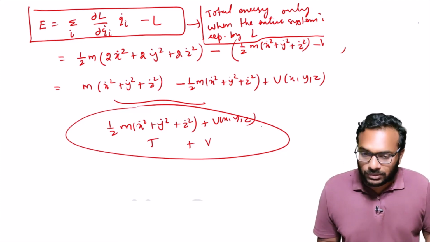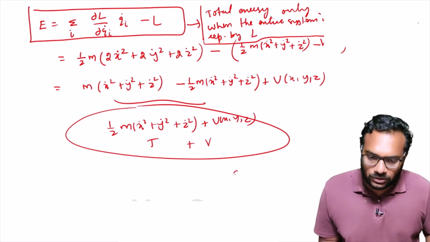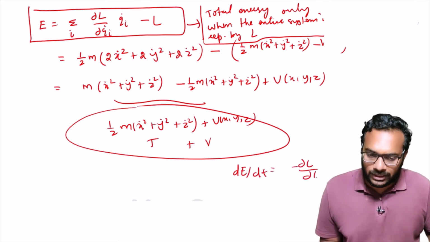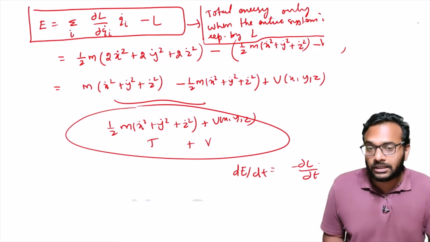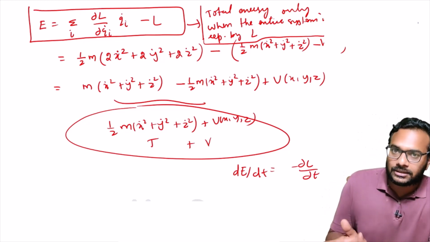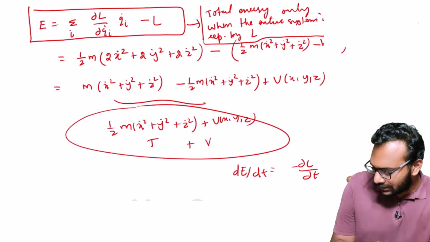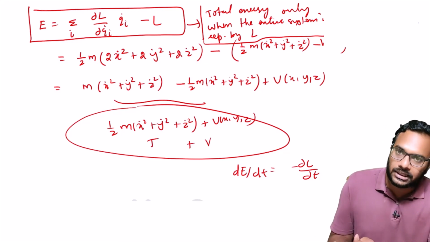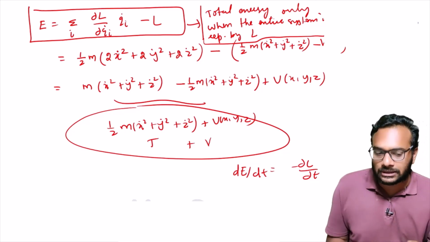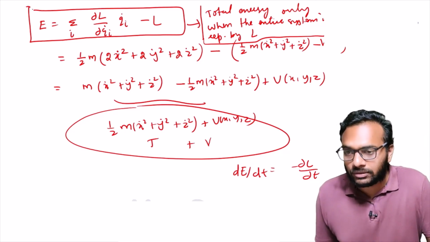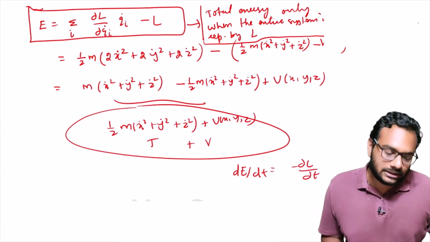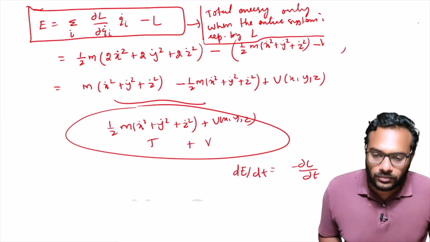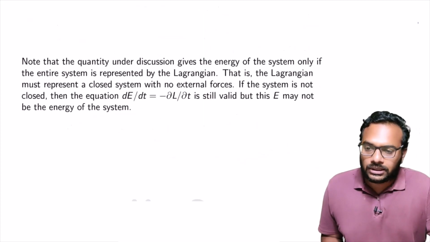But the relation dE/dt equal to minus ∂L/∂t will always hold. However, it need not be the total energy unless you are talking about a closed system, where the Lagrangian is representing the whole system. If it's not a closed system, then this is not the energy, so you have to be a bit careful here. Okay, so with that, I think we can conclude today's class.